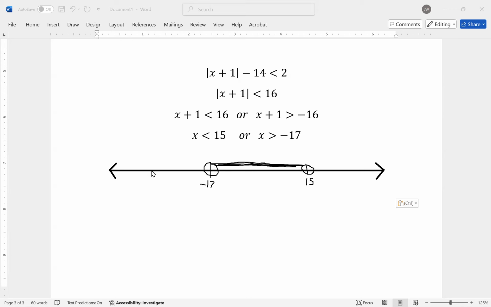If you want, you can test numerical values. You could plug in a value like 0, which is between -17 and 15, and see that it works. You could plug in a number like 20, which is above 15, and see if it works or not. You could plug in a number like -20, which is below -17, and see if it works or not. As interval notation, we would do parentheses, -17, comma, 15, and then another parentheses.